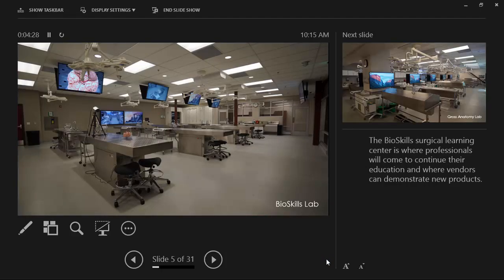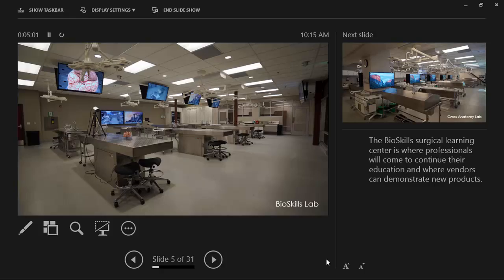Then as you get back into the lab facility, we get to the BioSkills lab. The BioSkills lab is mainly for professional use. So doctors, physicians, nurses, emergency medical personnel, they'll come in and use that space to get the advanced training that they need. Right now, our hospital systems spend $10,000 per physician per year to send them out of state to get the training that they need.